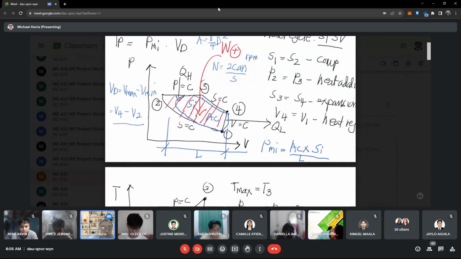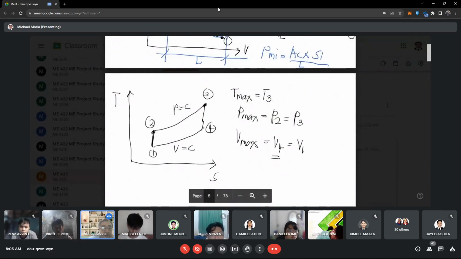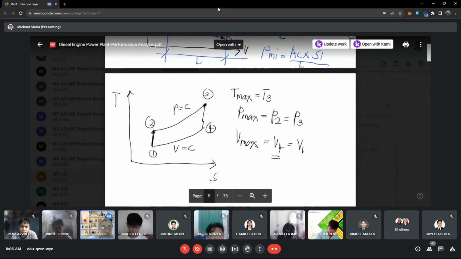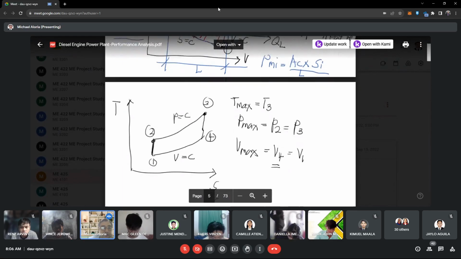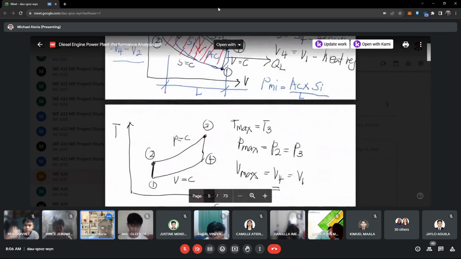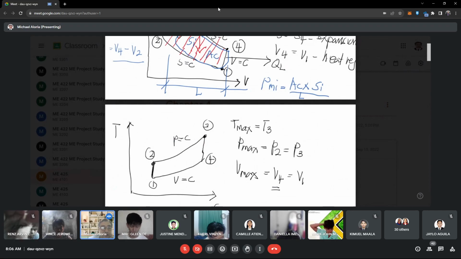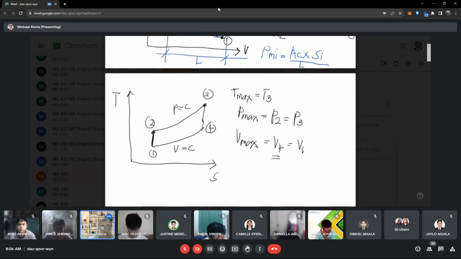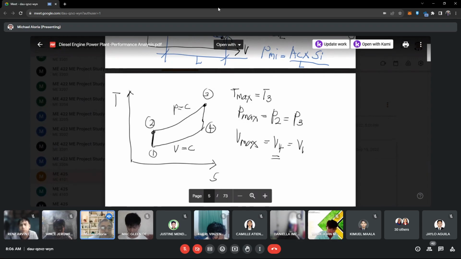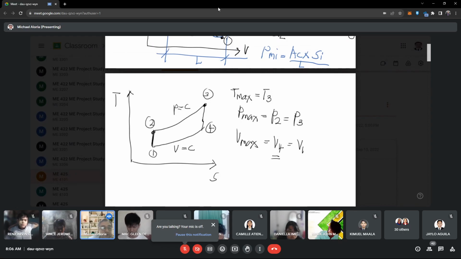Okay? We can also consider the TS diagram to measure the maximum. It's very obvious that the maximum temperature in the TS diagram for diesel cycle, T max, is equal to T3. Your maximum temperature is basically your T3. Your maximum pressure is P2 or P3. So P2 is equal to P3 and V max is equal to your V4 which is equal to your V1. So these are our maximum conditions: maximum temperature, maximum pressure, and maximum volume.